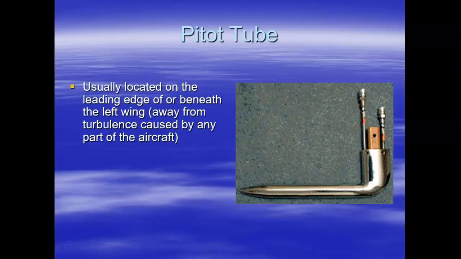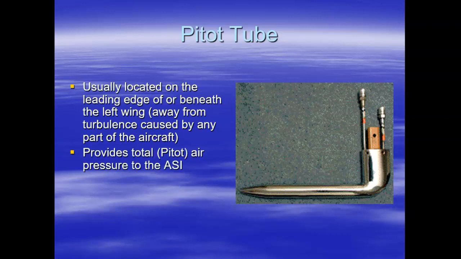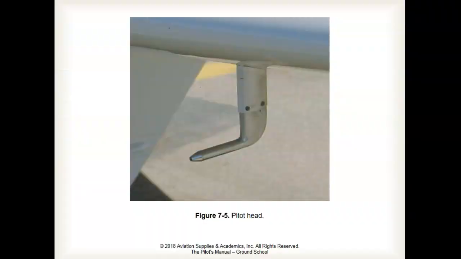The pitot tube is usually located on the leading edge or beneath the left wing, away from any turbulence. It provides total air pressure to the airspeed indicator. It may be heated to prevent ice blockage. Here's a picture of a pitot tube mounted underneath the left wing of an aircraft.